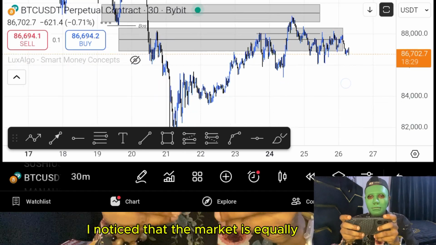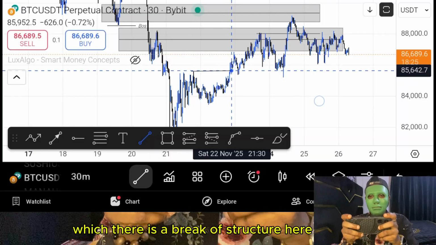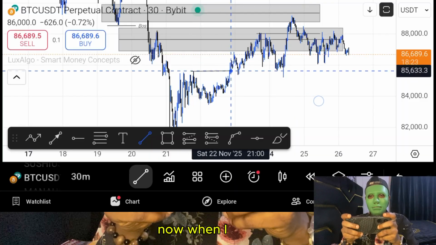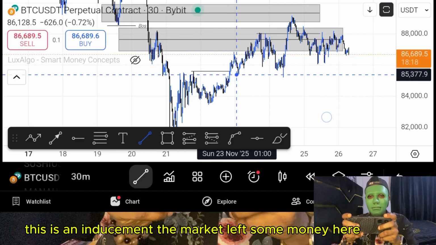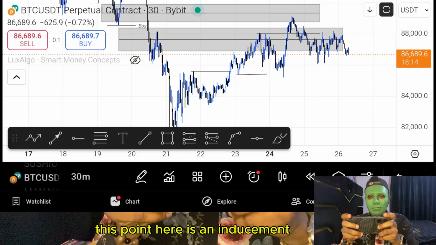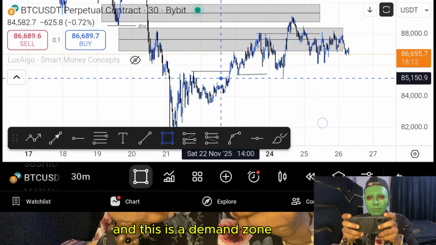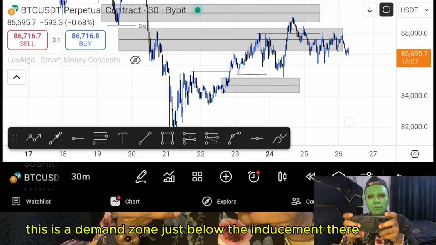I noticed that the market is creating a higher high and a higher low while going up on a retest, where there is a break of structure here. When I saw that, I noticed an inducement here. The market left some money here. This point here is an inducement, and this is a demand zone just below the inducement.